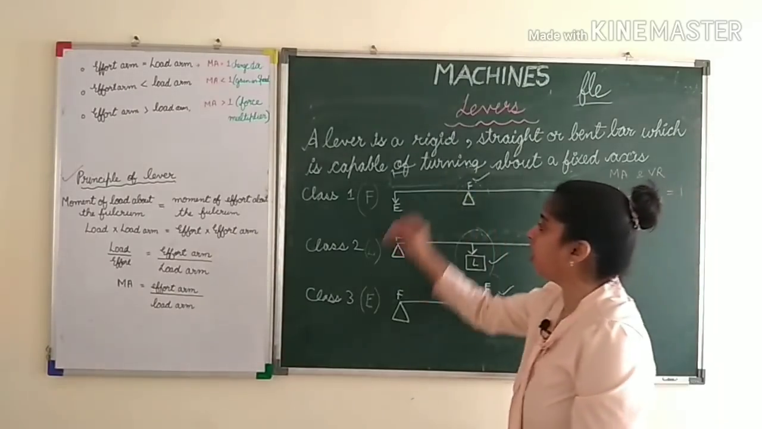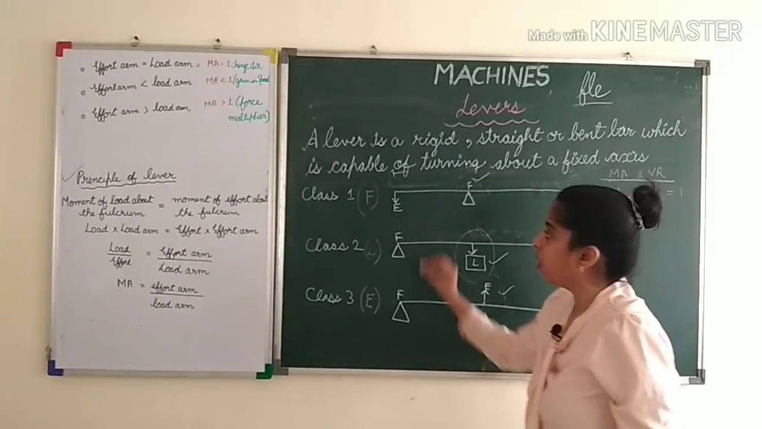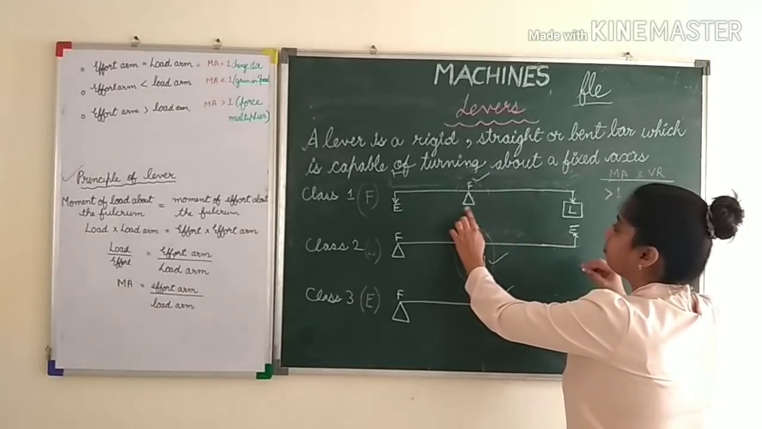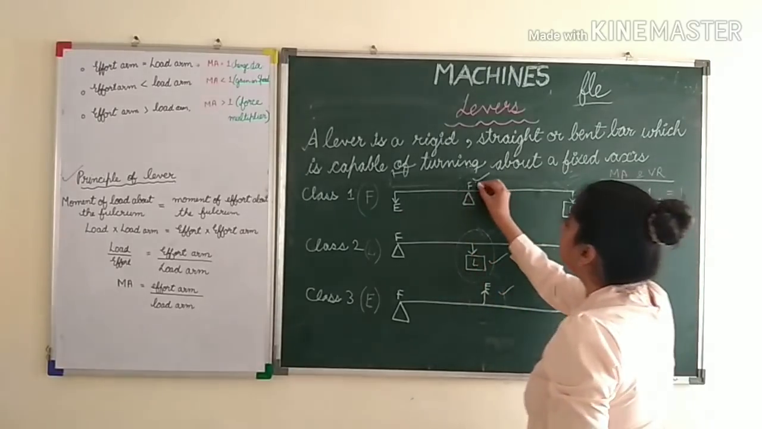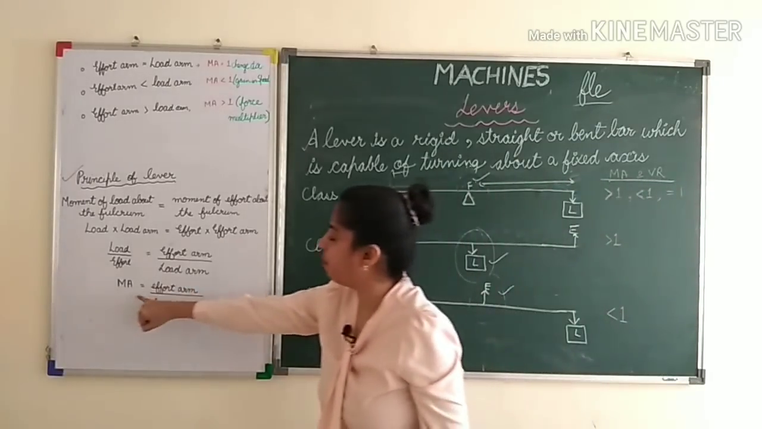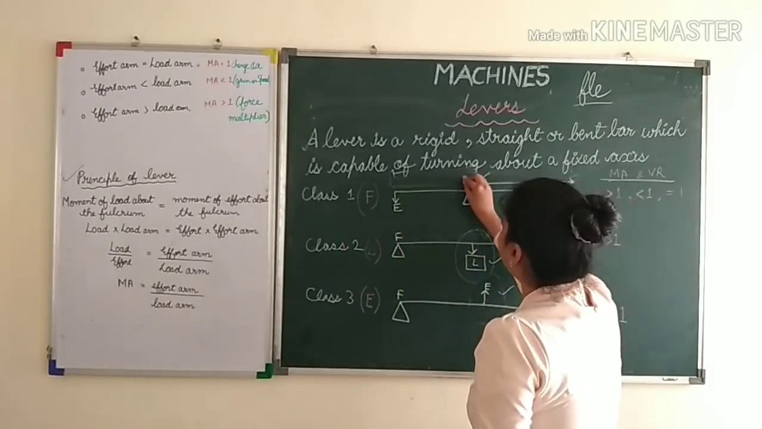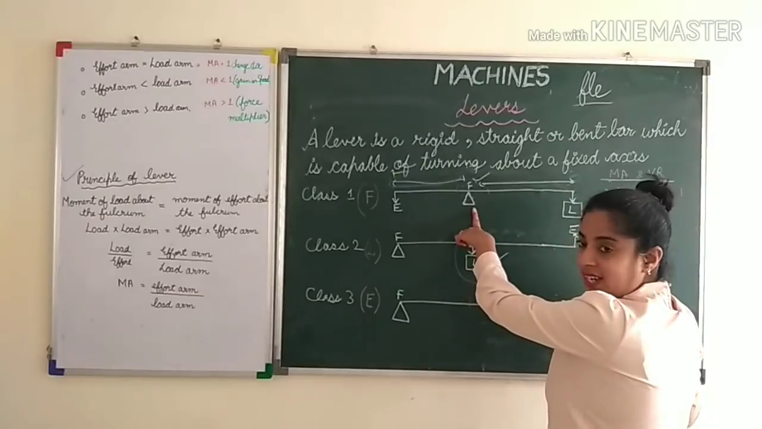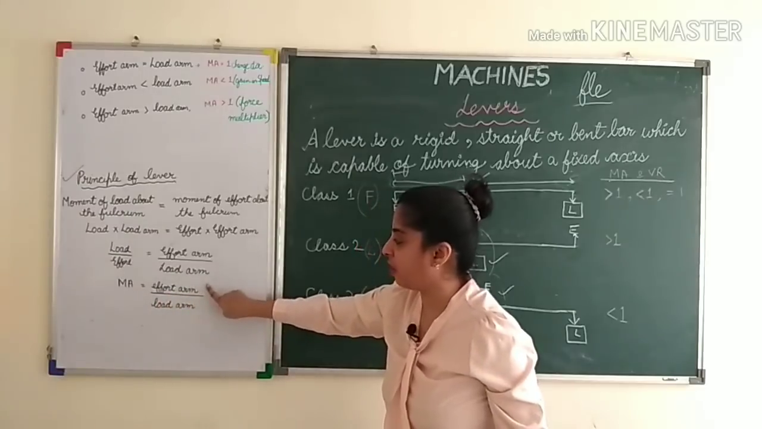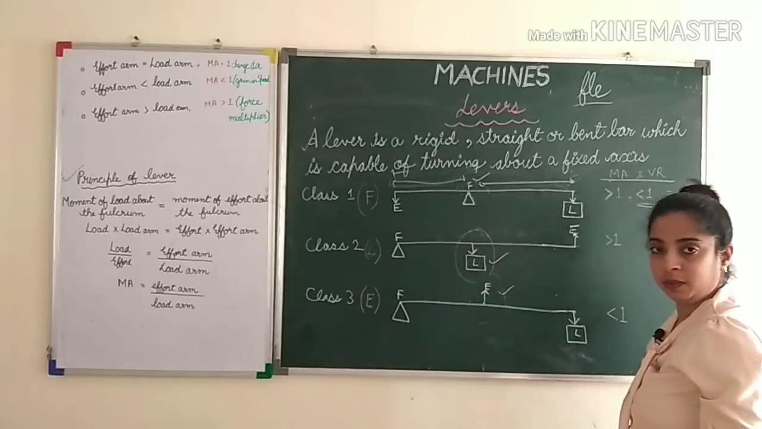Now, talking about mechanical advantage and velocity ratio of these three levers. Now, in class 1 levers, you can see that this fulcrum can be anywhere in between. So, this distance is load arm. See, what is the formula of mechanical advantage? Effort arm upon load arm. So, if the fulcrum is exactly in between, both of them are equal. If both of them are equal, mechanical advantage can be 1.